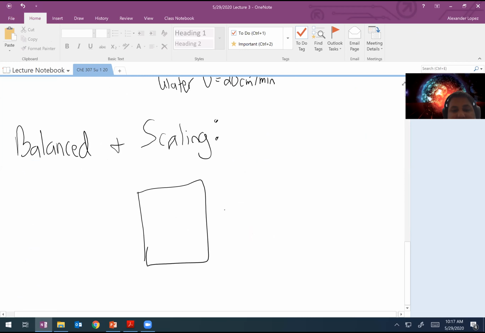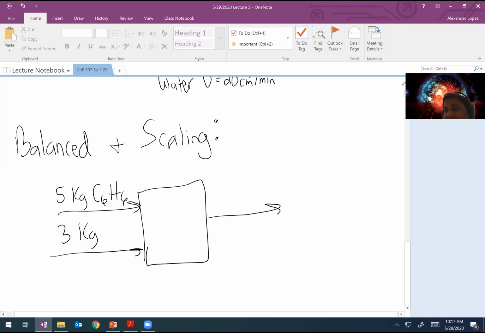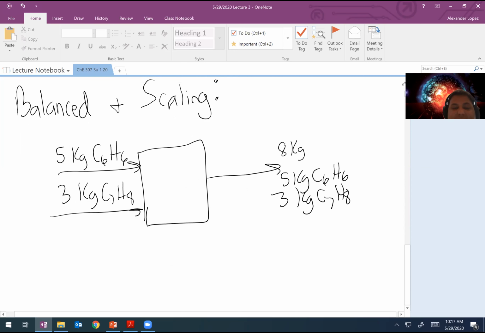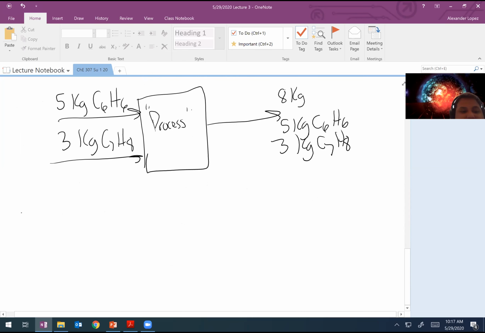If we have a process, let's say we're mixing a couple components. I have 5 kilograms C6H6, 3 kilograms C7H8, and the final output would be 8 kilograms: 5 kilograms C6H6, 3 kilograms C7H8. I can state for this process that it is a balanced material balance, or a balanced process.